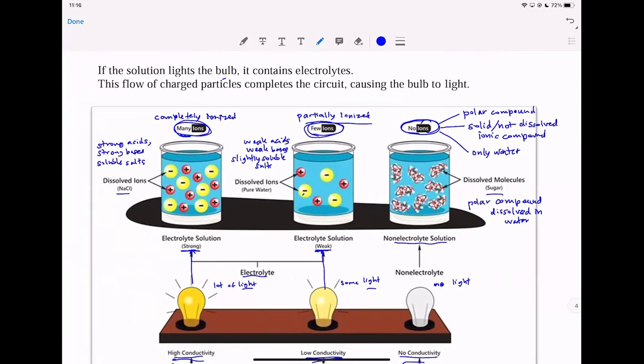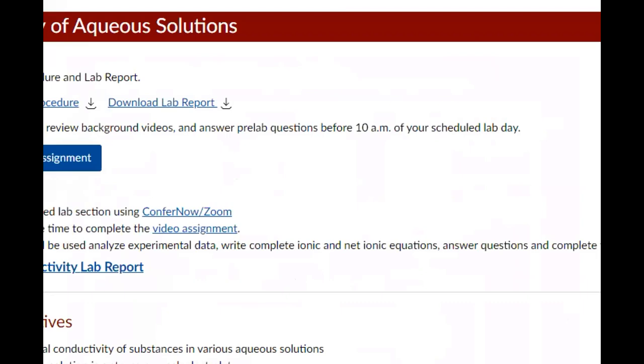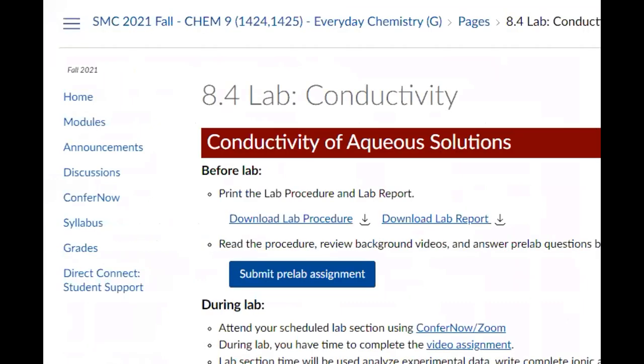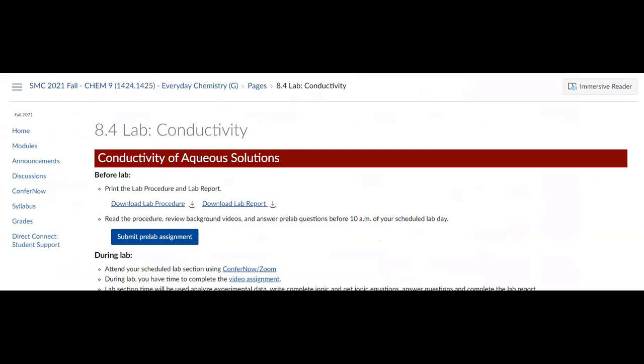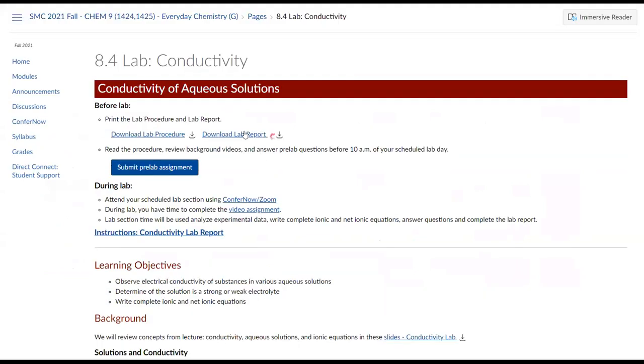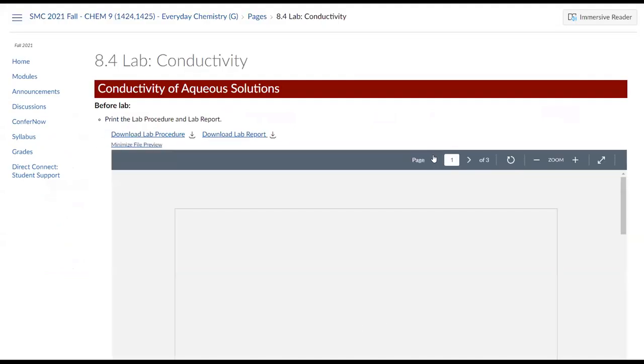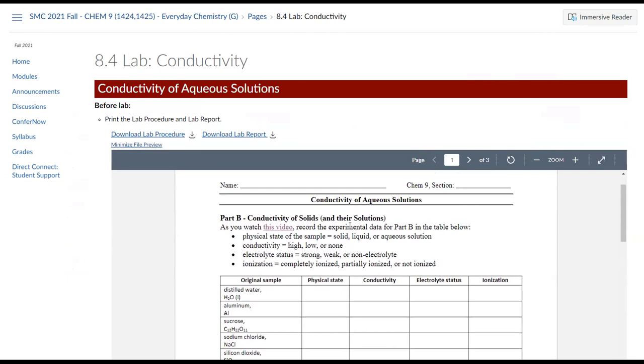So let's switch to here's the data, collecting the data for part B. And this will get to starting the lab report. Okay, so in your lab report, let's take a look at that real quick. This jumps right into part B.